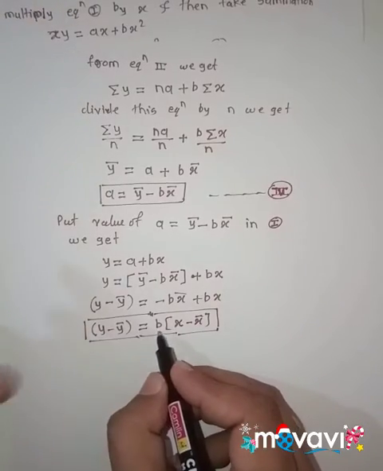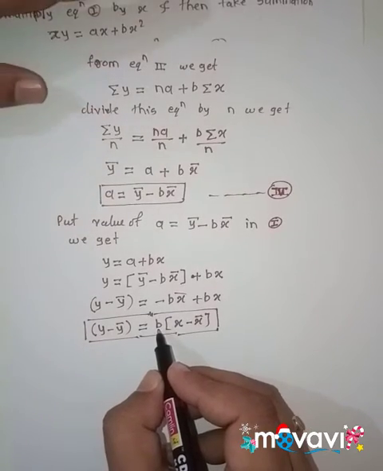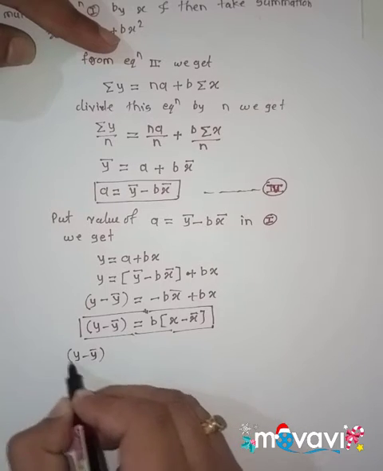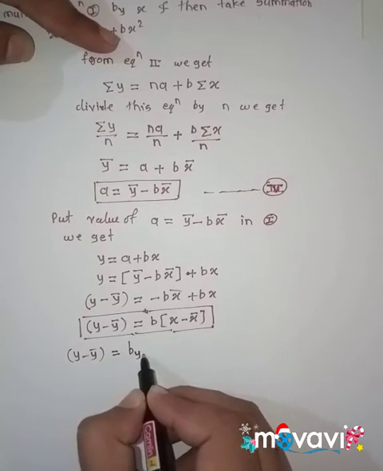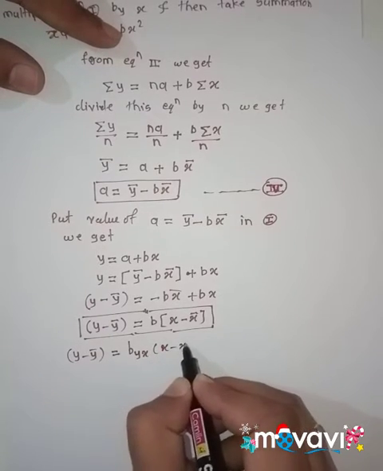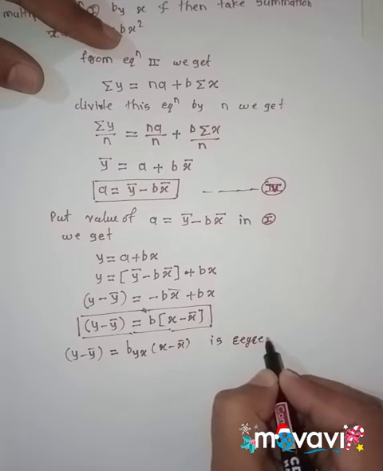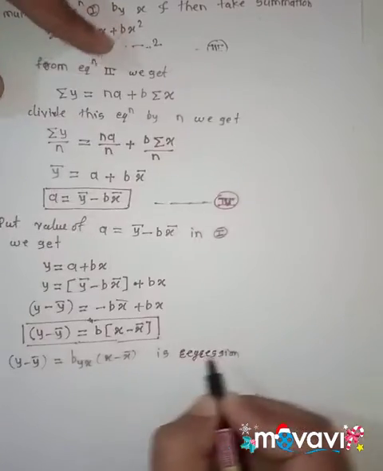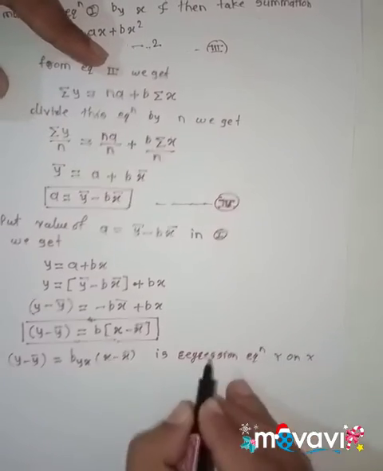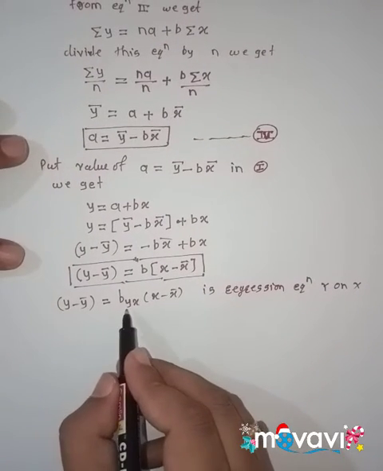Here we use the symbol byx for b. So y minus y bar is equal to byx, this is just a notation symbol, into x minus x bar. This is the regression equation y on x. Then we find the regression coefficient b, or you can say byx.